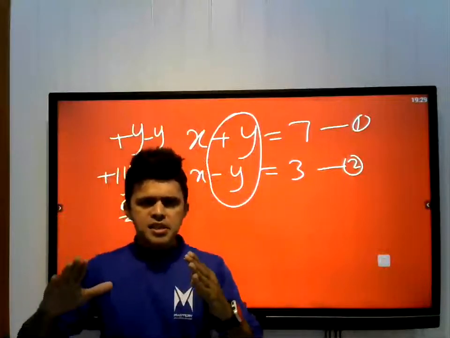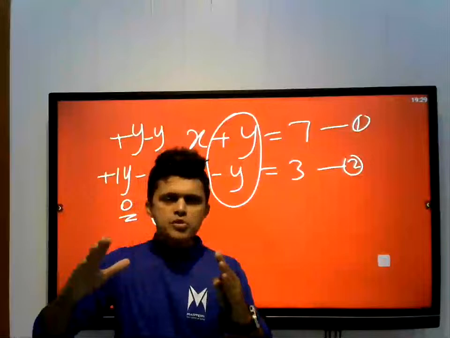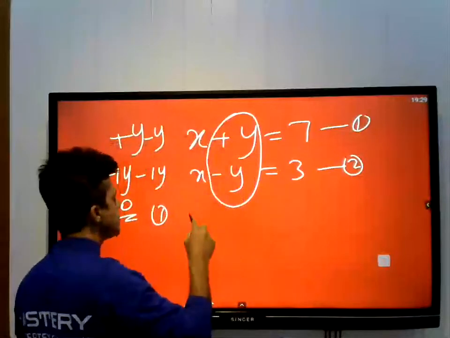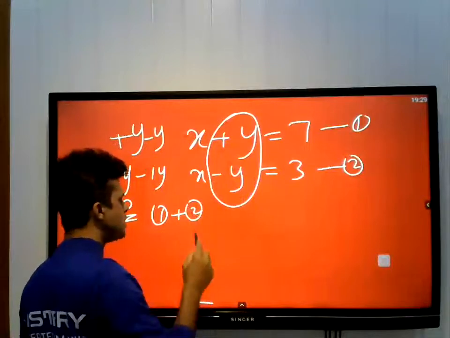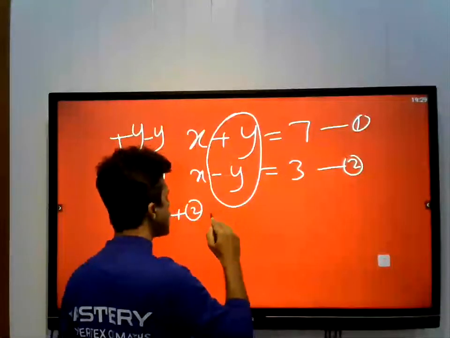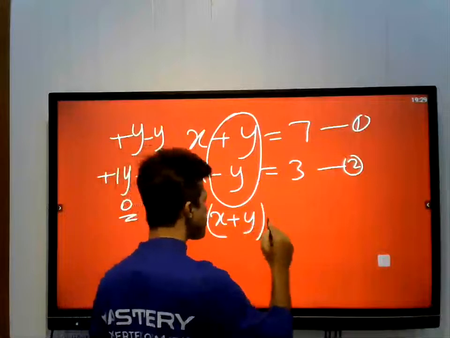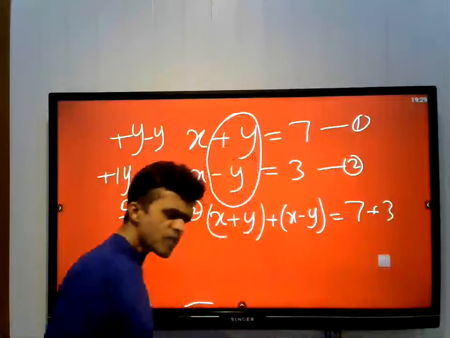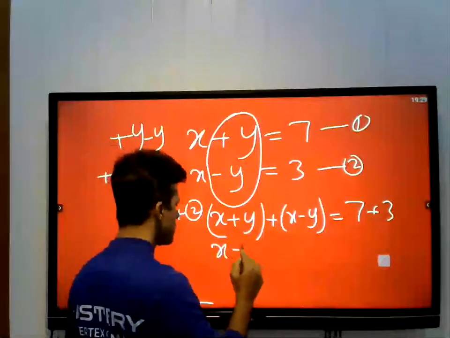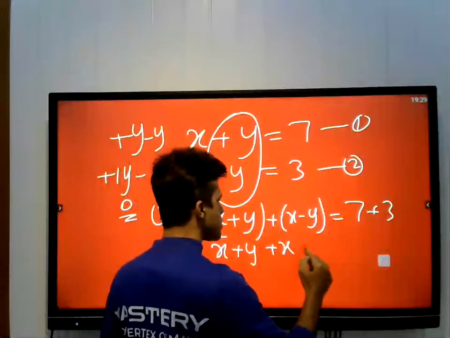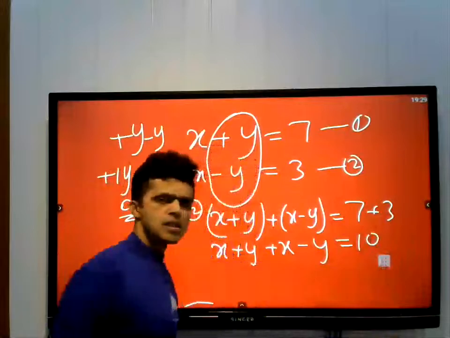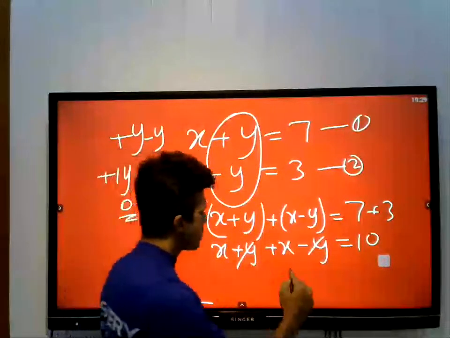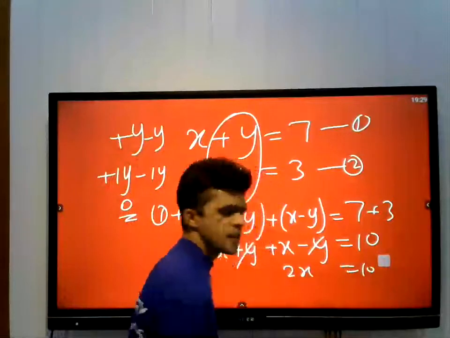Every time when it comes to simultaneous equations, every time we remove a certain term. So when you add these two equations, the first equation and the second equation, then x plus y plus x minus y equals 10, which is 7 plus 3. So plus y and minus y can be cancelled out. So x plus x is 2x, 2x equals 10.